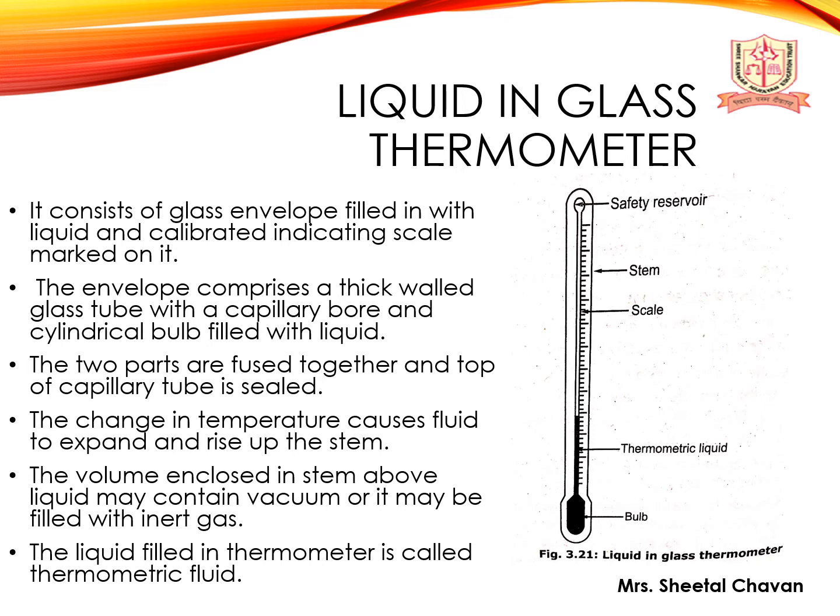The next instrument is liquid in glass thermometer. It consists of glass envelope filled with liquid and calibrated indicator scale marked on it. The envelope comprises a thick walled glass tube with a capillary bore and cylindrical bulb filled with the liquid. The two parts are fused together and the top of the capillary tube is sealed. The change in temperature causes the fluid to expand and rise up the stem.